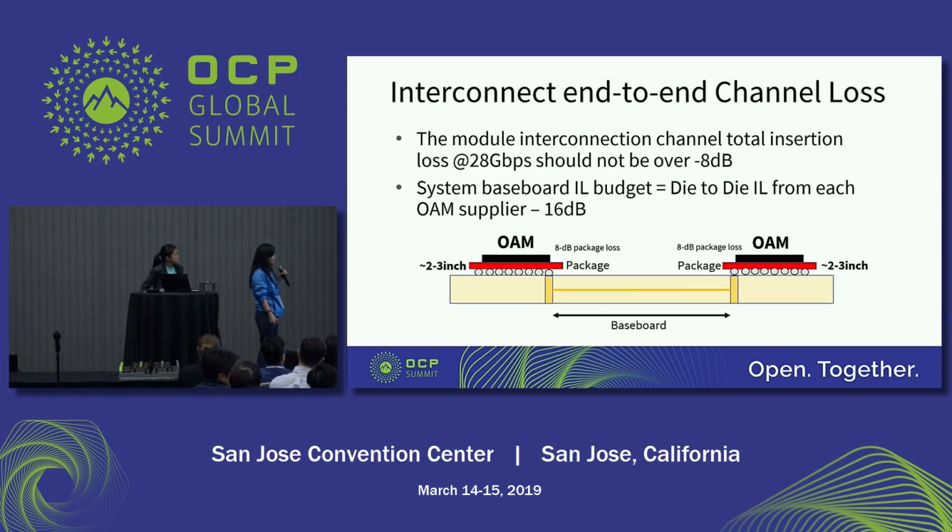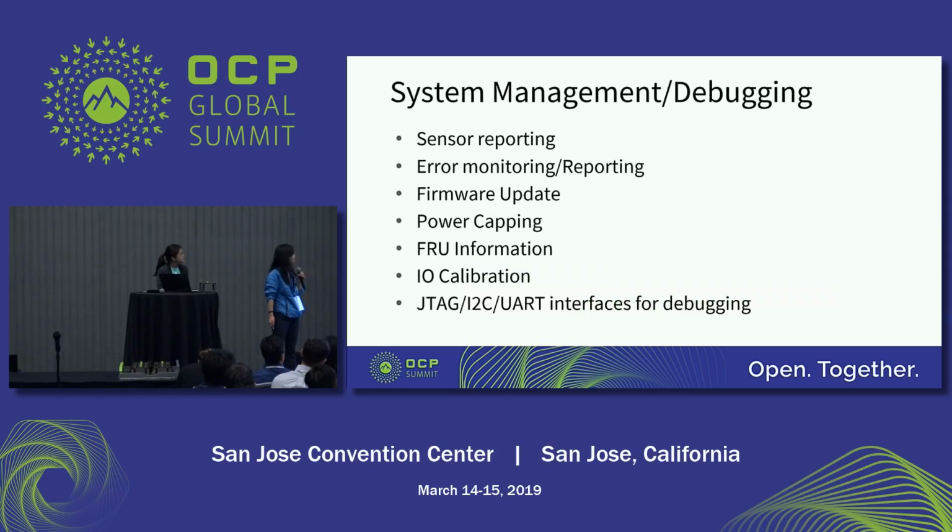In the spec, we defined up to 28 gig. We hope that the OAM module itself does not take more than minus 8 dB. In this case, depending on your die-to-die insertion loss budget, the rest of it will go to the baseboard. And we also defined the system management debug. I'm not going through each of them, but we have the detailed spec listing all these functions. You can go through it.